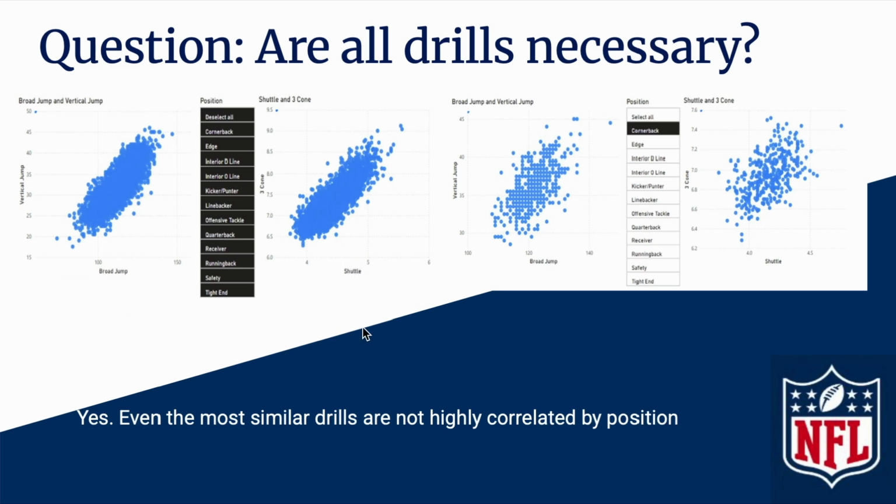So yeah, I guess it is necessary that we can differentiate between the physical abilities of these players. We need both of these, like vertical jump and broad jump, and shuttle and three cone, because they measure slightly different things.